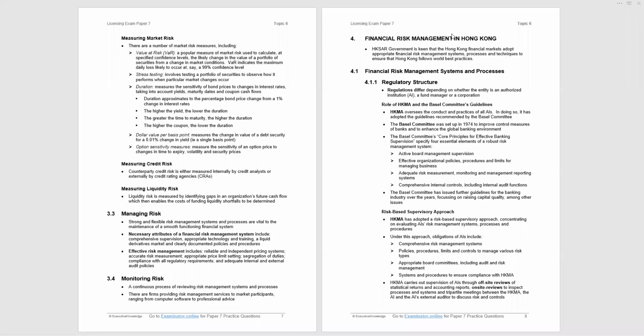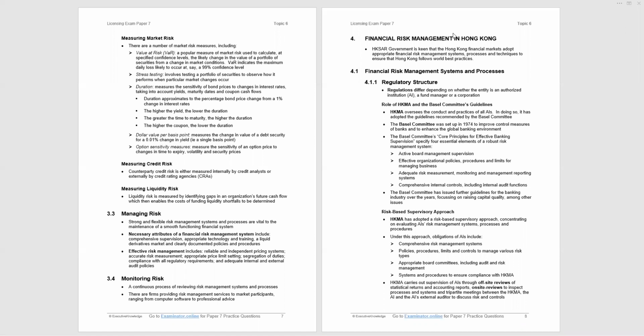Section 4 of Topic 6, Paper 7 covers financial risk management in Hong Kong. Now, the Hong Kong government is keen that the financial markets in Hong Kong adopt appropriate financial risk management systems, processes, techniques to ensure Hong Kong is right up there with world best practice. So let's look at financial risk management systems and processes.